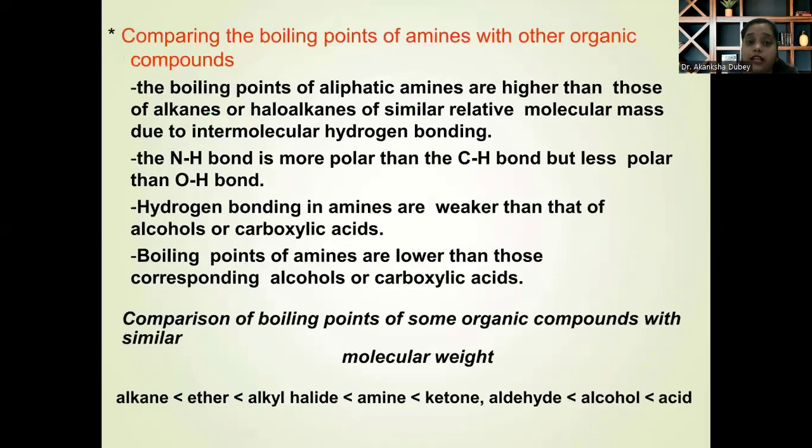Again, talking of comparing the boiling points with other organic compounds, we can see that boiling points of aliphatic amines are usually higher than alkanes and lower than alcohol or acid. The reason is the N-H bond is more polar than the C-H bond, but less polar than the O-H bond. So here below, you can see that the boiling points of amines are higher than those of alkenes, ether, and ethyl halides, whereas lower than ketone, aldehyde, alcohol, or acid group.